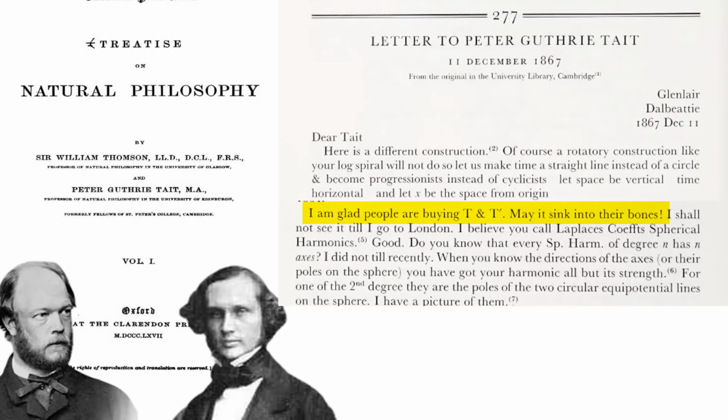Anyway, back in 1867, Tait and Thomson finally finished their first, and it turns out only, book on natural philosophy. As Thomson would sign his letters T, Tait started to sign his letters T prime, and Maxwell started to refer to their book as the T and T prime book, and the name stuck.